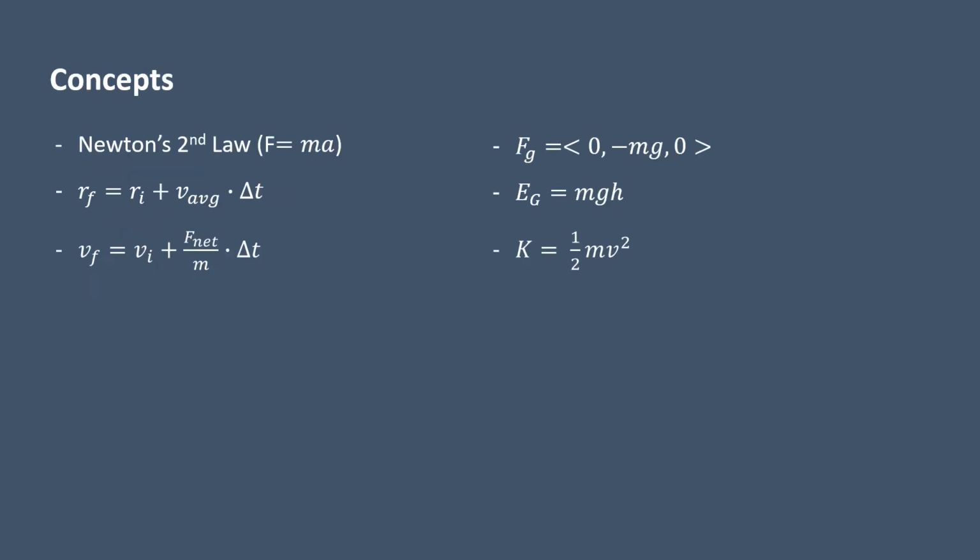Some of the concepts we're going to be using: Newton's second law, which is force equals mass times acceleration. We have the position update formula and the velocity update formula. Then we have the force of gravity, which is negative mg, g being 9.8 meters per second squared, m being the mass of the ball. Then the gravitational potential energy, which is mgh, with h being the height of the ball. And the kinetic energy, which is 1/2 mv squared, v being the velocity of the ball.